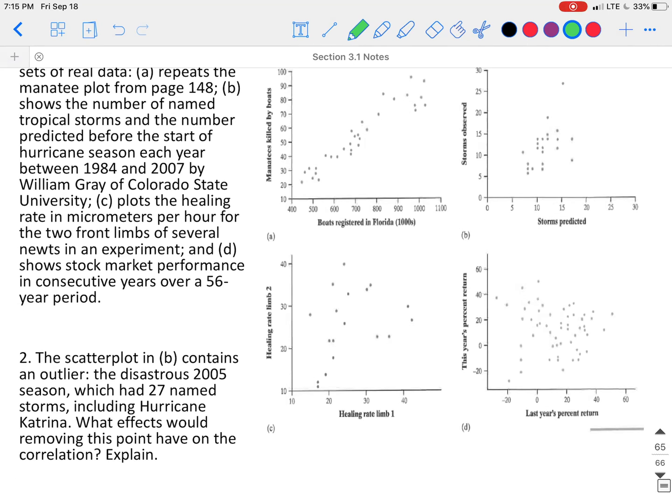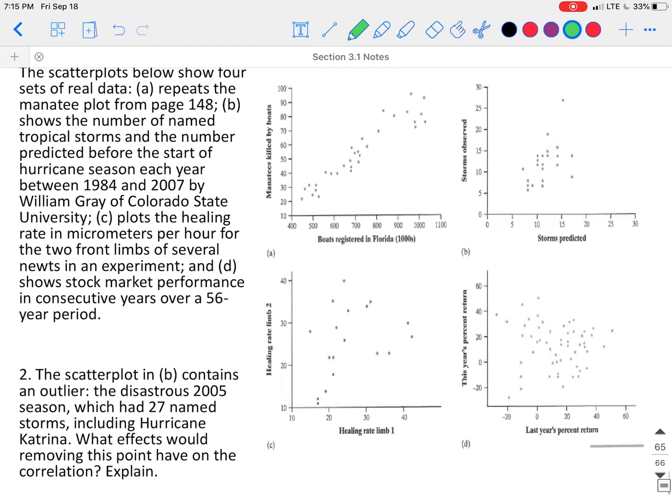The scatter plot in picture B contains an outlier. This is the disastrous 2005 season, which had 27 named storms, including Hurricane Katrina. What effect would removing this point have on the correlation? And explain. So if I were to remove this point right here, the correlation would actually decrease, because this point has the effect of strengthening that linear relationship. It's pulling it up. So by removing that point, you would actually be decreasing your correlation.